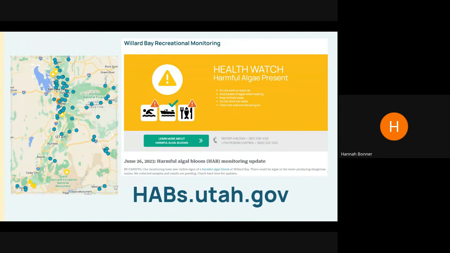Everything we know so far is posted to that website, habs.utah.gov. We have an interactive map I'm showing here on the left, and we also share updates about when we last visited, what we were seeing, what sampling results showed. And like I was saying earlier, making some time to check this website before you go to a water body is really powerful, so you can know if a known issue is present.